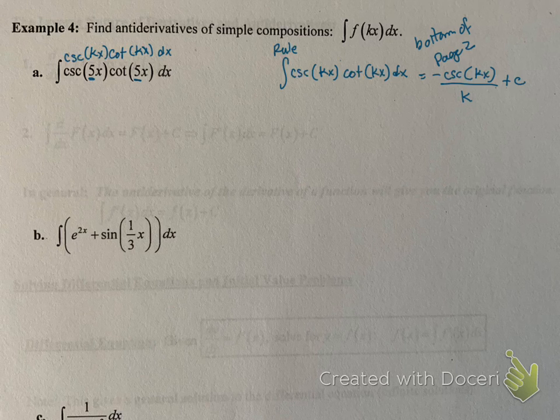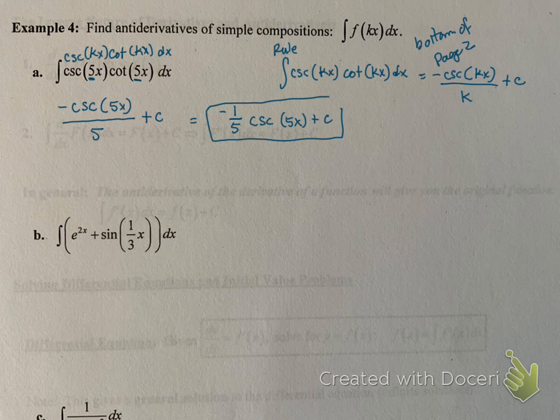We know that cosecant of 5x times cotangent of 5x, if I integrate that, I'm going to get negative cosecant of 5x. Now I have to divide by that constant k, which is 5, and then I have to tack on c. So if I want to write this up a little bit nicer, I could say this is negative 1/5 cosecant of 5x plus c, and that's my answer. Okay. All right, so let's look at B.